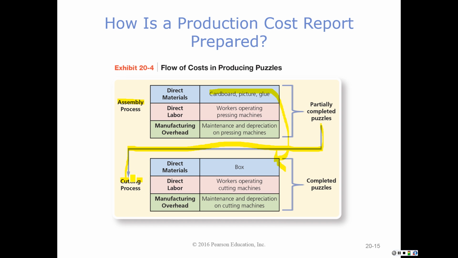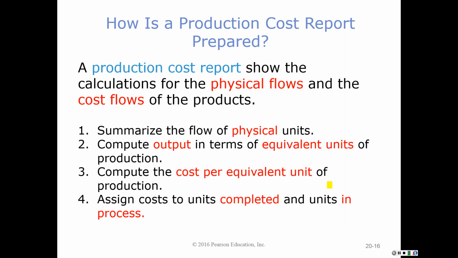And now that the cost and the physical units have been moved, we will begin to track the material, labor, and overhead that takes place in the cutting process. Once again, while all of these costs are in the cutting process, they are partially completed puzzles. But once they're finished, the total cost will come out of the cutting process and will move to finished goods for the completed puzzles. Okay, so that's kind of our picture of what's taking place.